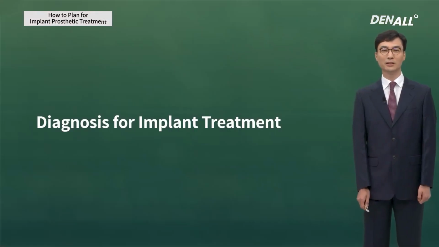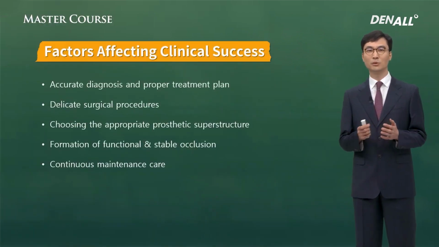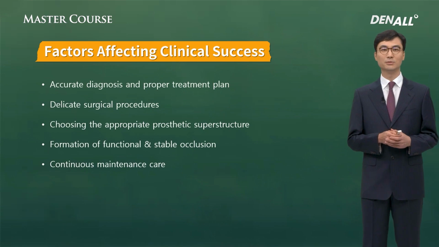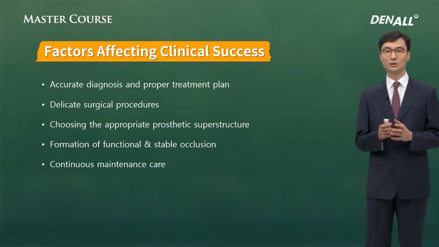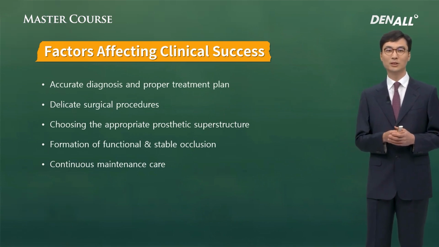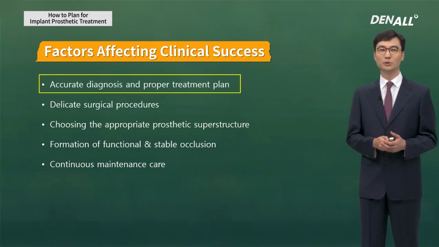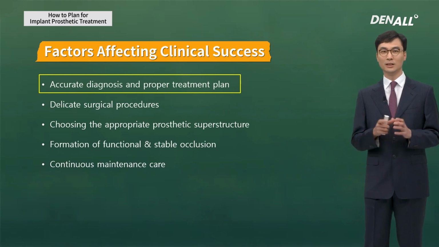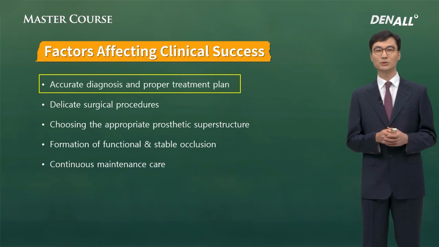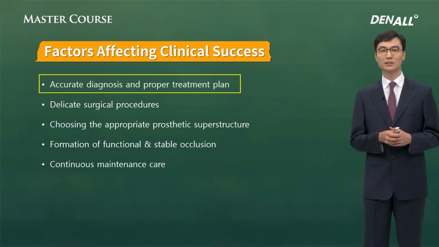First, the diagnosis for implant treatment. There are many factors that come into play for successful prosthodontic treatment. Accurate diagnosis and proper treatment plan. Deft surgical procedures, appropriate occlusal formation, and maintenance. There are many factors, but most important is to make the first step right. Accurate treatment plan and diagnosis is essential for successful implant and prosthodontic treatment.